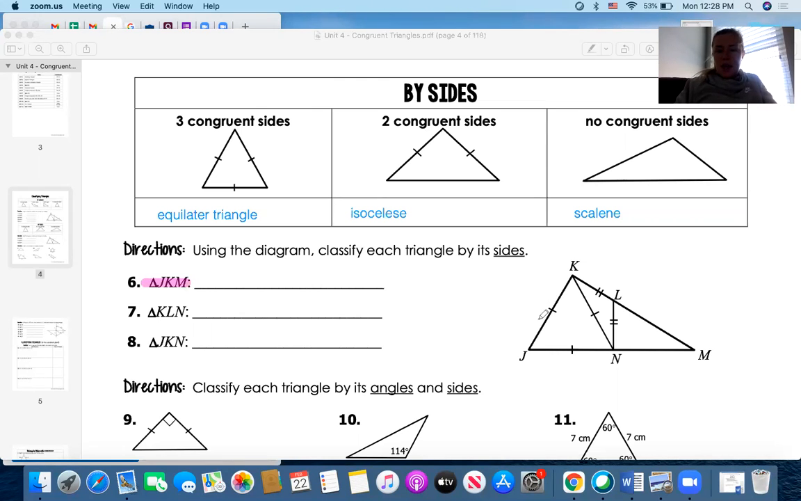We have JKM. So JKM is actually this entire triangle. And if we look at this, we know nothing about the sides. The sides are all going to be different, okay? So this would be called a scalene.